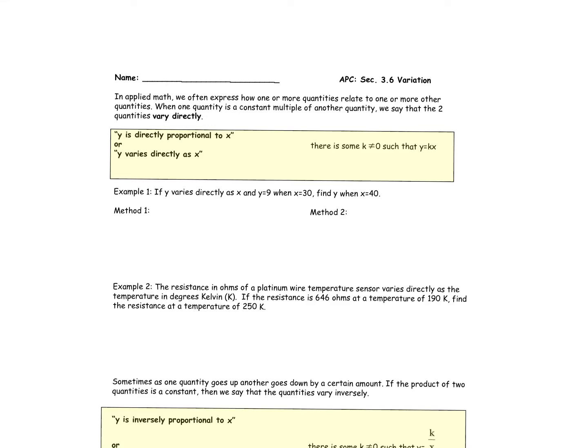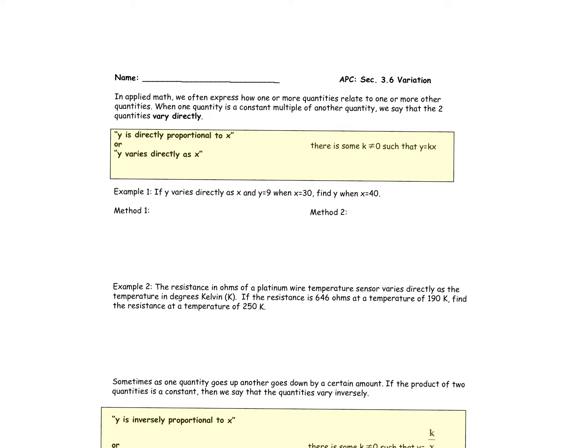This is a video on 3.6 variation. All right, so let us talk about, there's basically two main types of variation we're going to talk about. One is direct variation and the other is inverse variation.